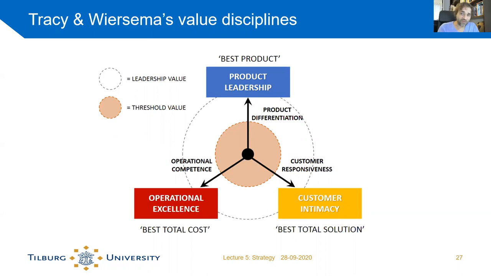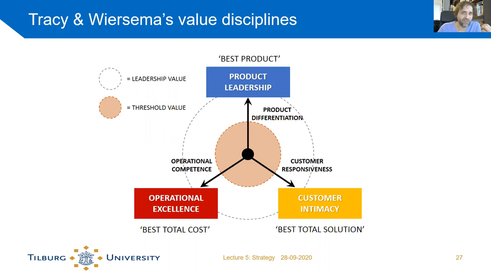You can focus on operational excellence, so being as cheap as possible, best total cost, Lidl, Aldi. Or you can focus on customer intimacy, offering the best total solution, offering great customer service. Kenneth Cole is an example. And they say, of course, every organization needs to have a certain threshold. So you cannot only focus on design and not focus on customers and operational excellence at all. So there should be a certain threshold here. But everything after that is really a choice that you have to make as an organization.